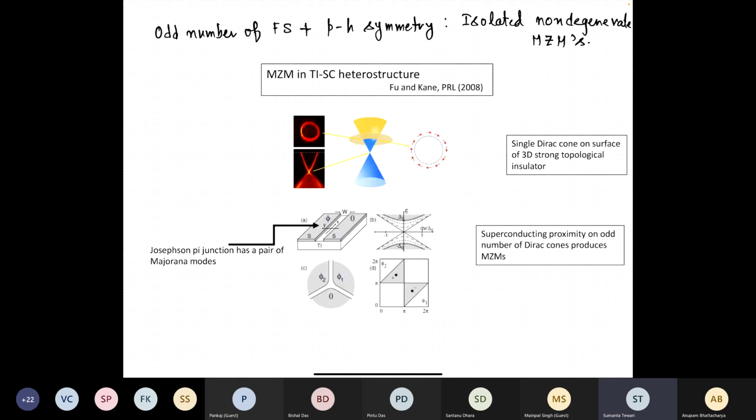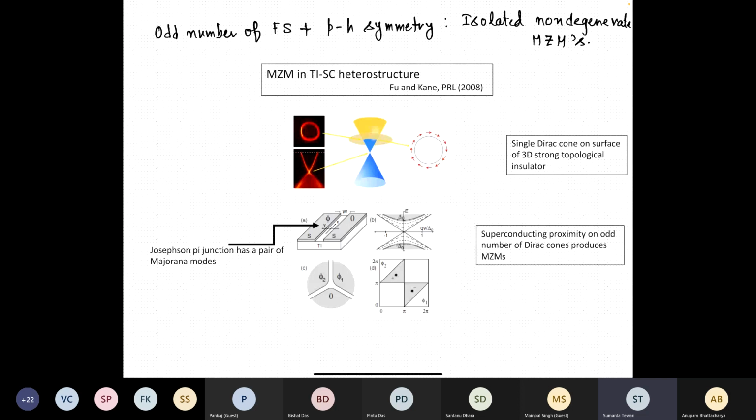I'm not going to talk more about that. There have been a fair number of experiments on this system without much success. So let's move on to the next, the semiconductor superconductor heterostructure.